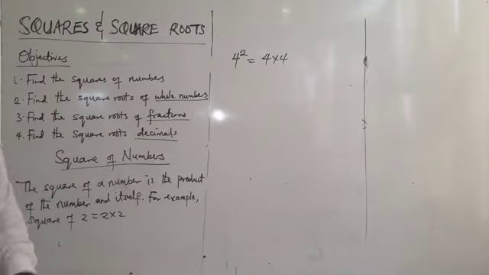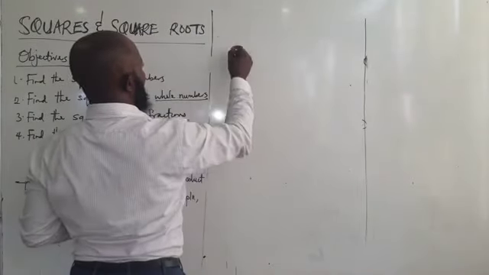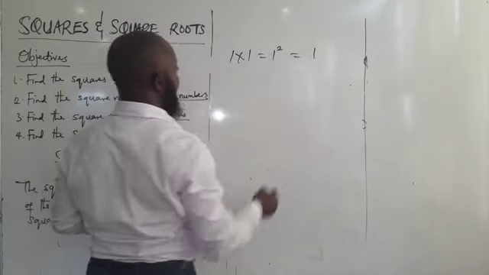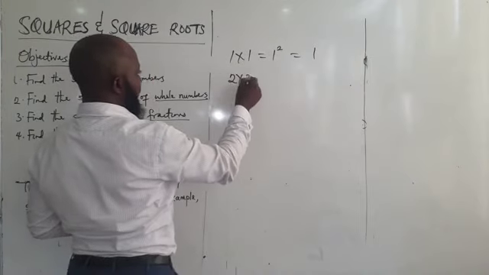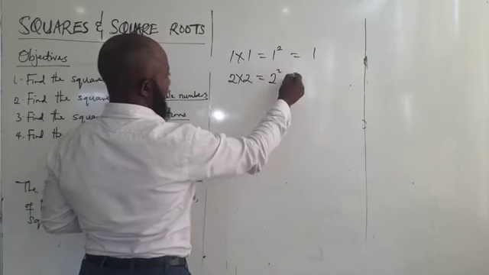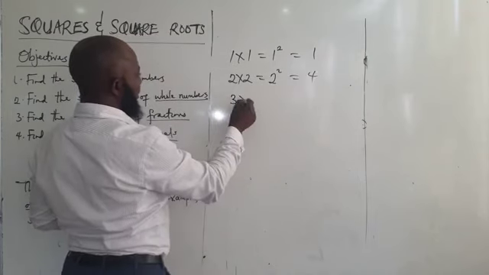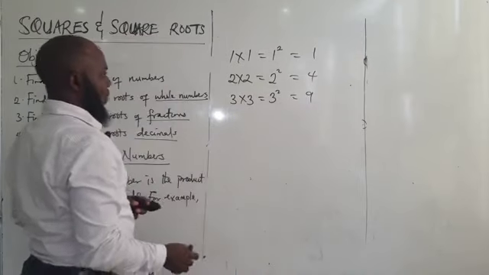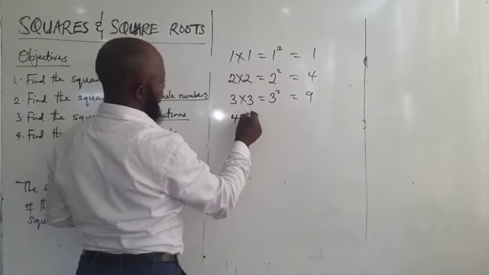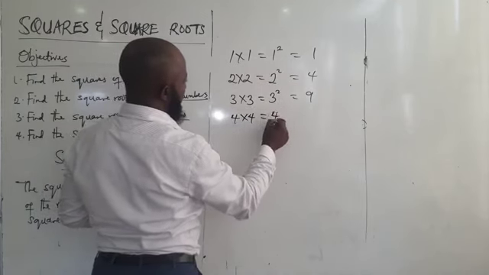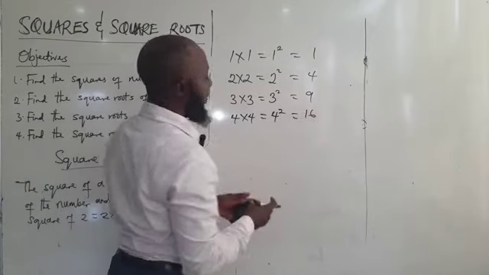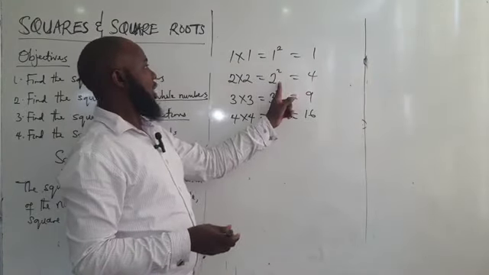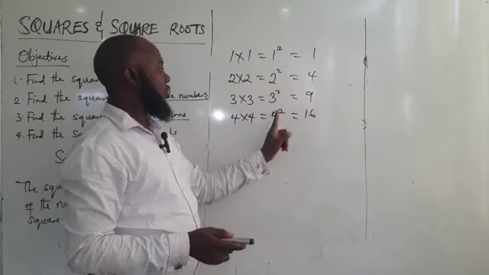Let's look at it. If you have 1 multiplied by 1, that means 1 squared, and that gives us 1. 2 multiplied by itself, 2 squared, gives us 4. 3 multiplied by itself, 3 squared, gives us 9. 4 multiplied by 4, 4 squared, gives us 16. So you can see the square of 1 is 1, the square of 2 is 4, the square of 3 is 9, the square of 4 is 16.